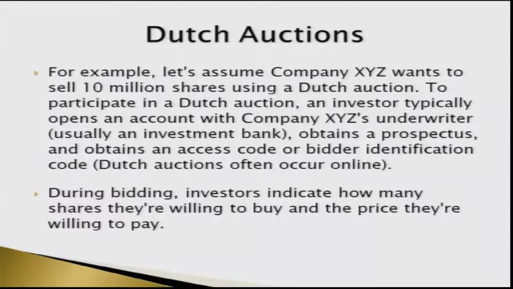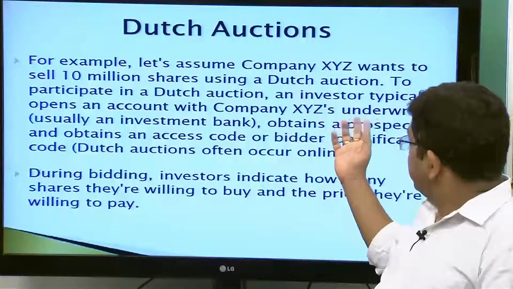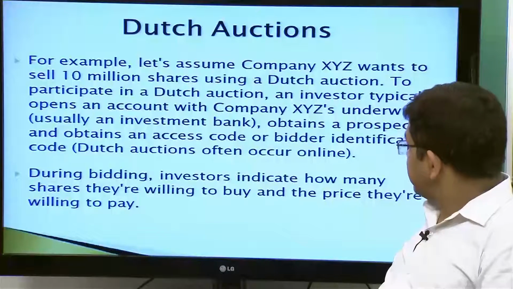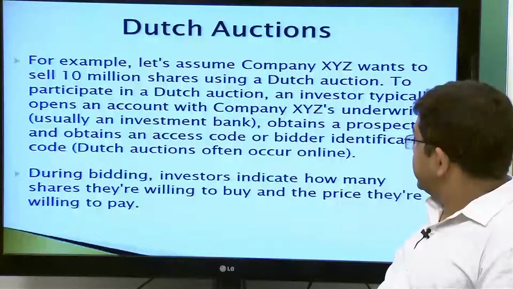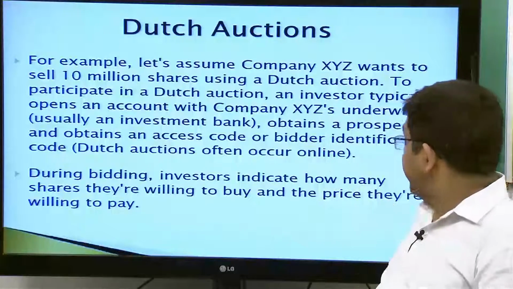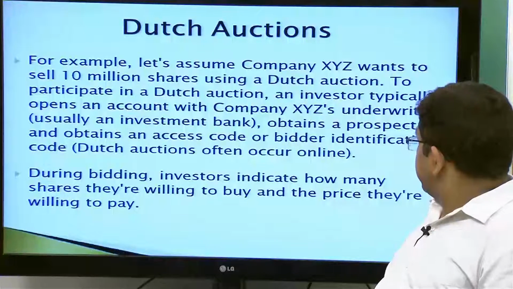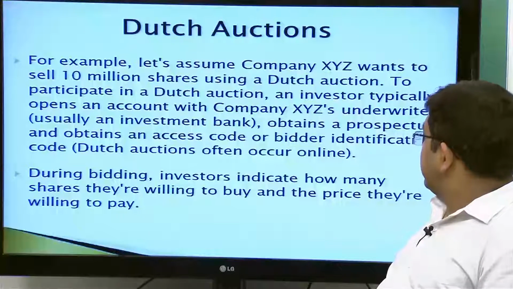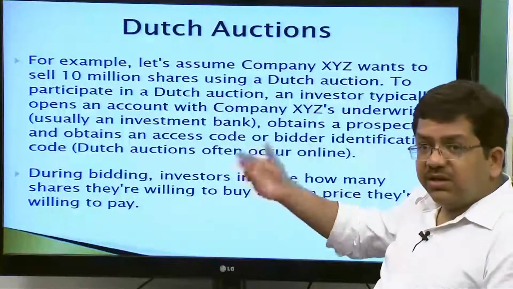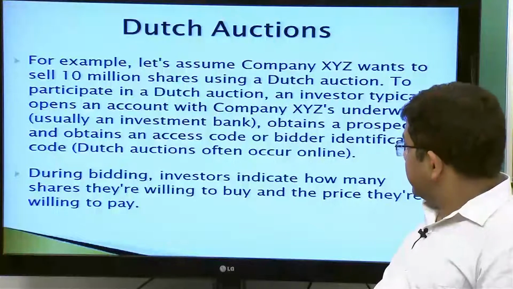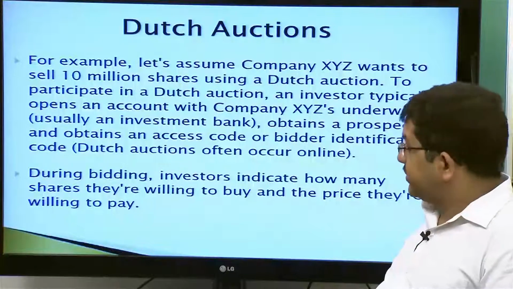And here in the Dutch auction I have given you an example. Let us assume company XYZ wants to sell 10 million shares using a Dutch auction. To participate in a Dutch auction, an investor typically opens an account with company XYZ's underwriter, usually an investment bank, obtains a prospectus and obtains an access code or bidder identification code with which they put their price in the auctioning process. So, Dutch auctions often occur online.